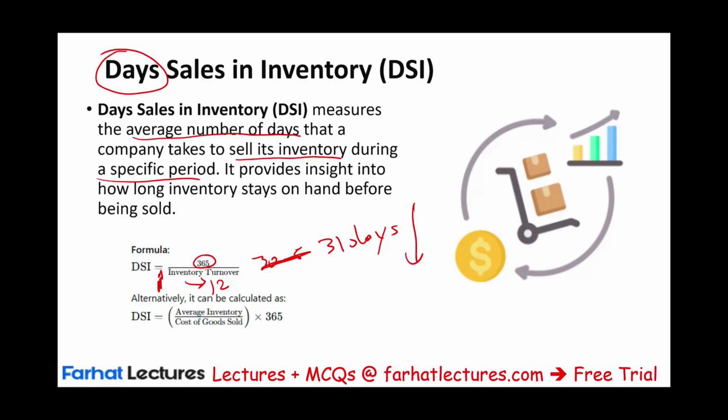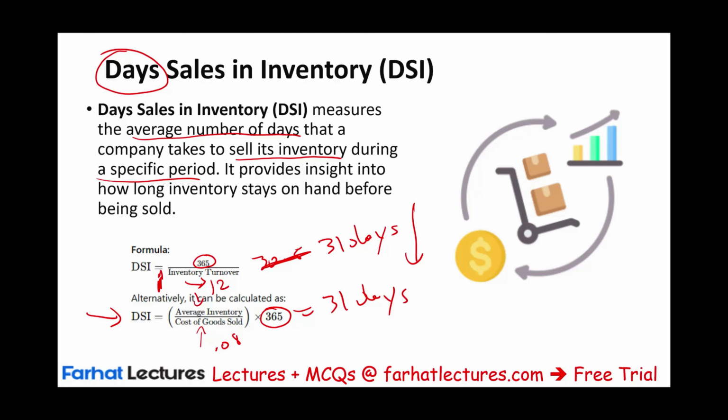Now there's another way to compute days sales in inventory, which is flipping the formula: putting average inventory on top, cost of goods sold on the bottom, multiplied by 365. You will get approximately 31 days also. Our average inventory, for the sake of illustration, was 100,000, and the cost of goods sold was 1.2 million. That gives us 0.08, and if we multiply this by 365, it gives us 30.4 days. Basically the same thing, 31 days.